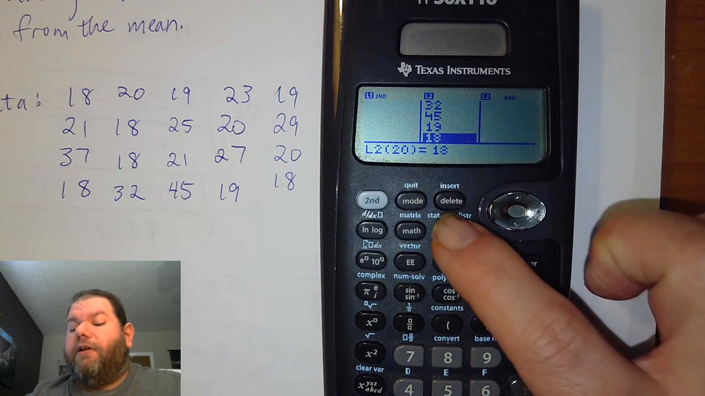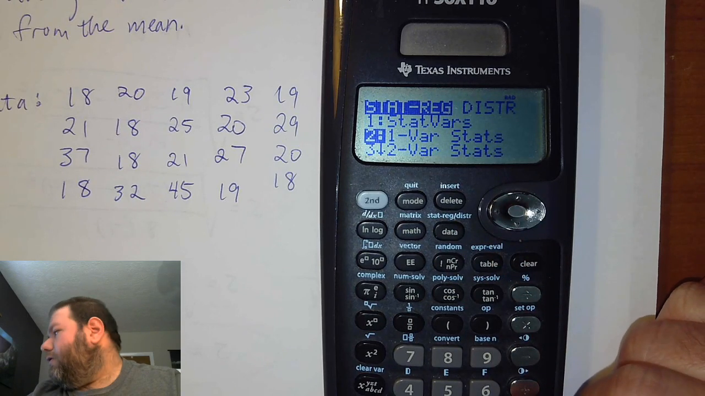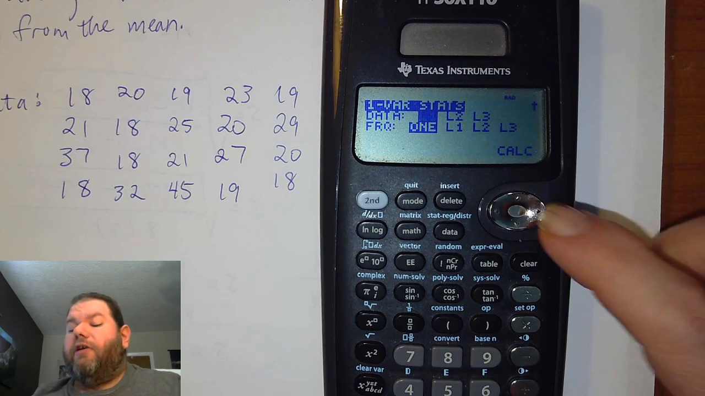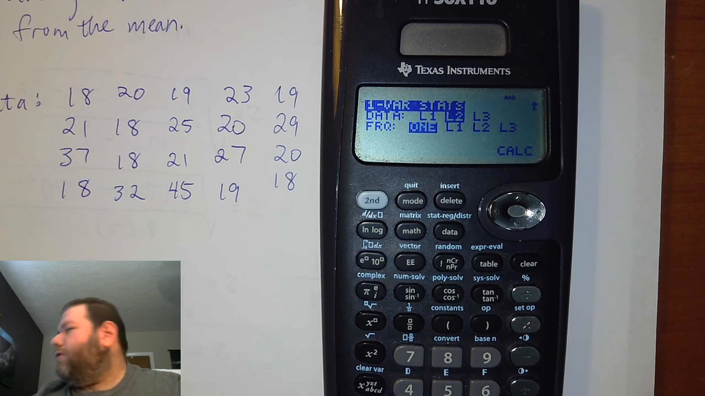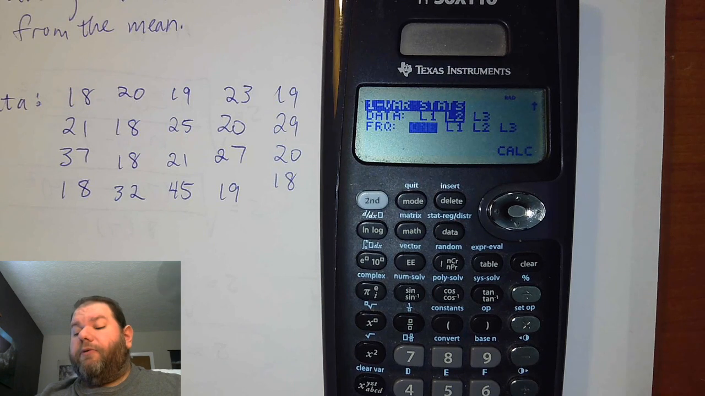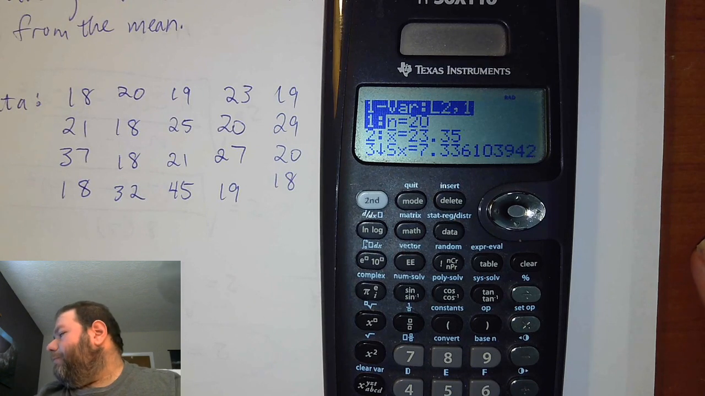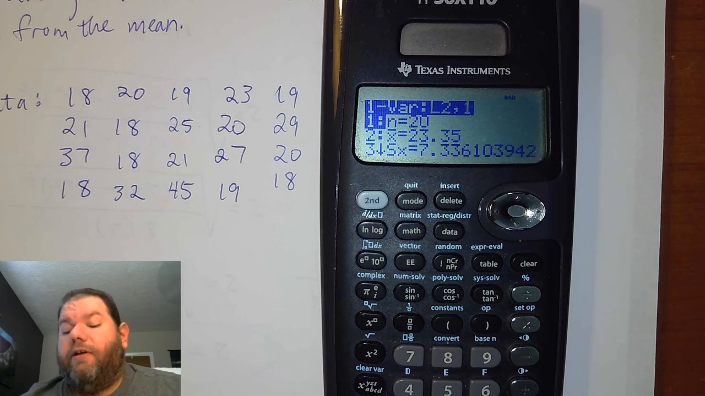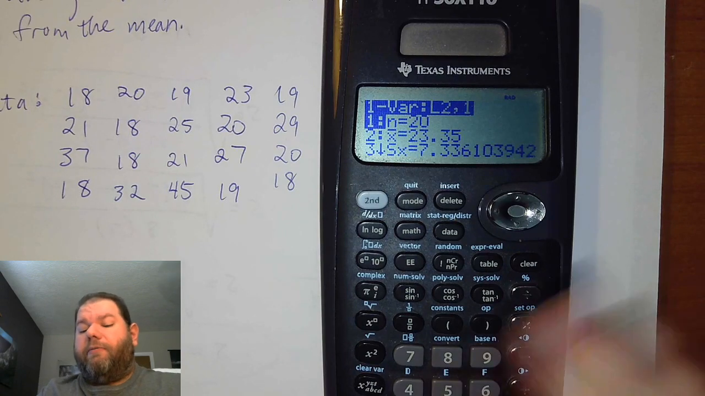So again, press second and data, and we want to go down to 1-VAR stats. Now this time I put the data into list 2, so we want to make sure we arrow over and press enter on list 2, L2. Frequency is 1, and go down to calculate, not calculus, that's my next class. And we see that, okay, we have our sample size, n is 20, x bar, and I'm going to write down some of this stuff.